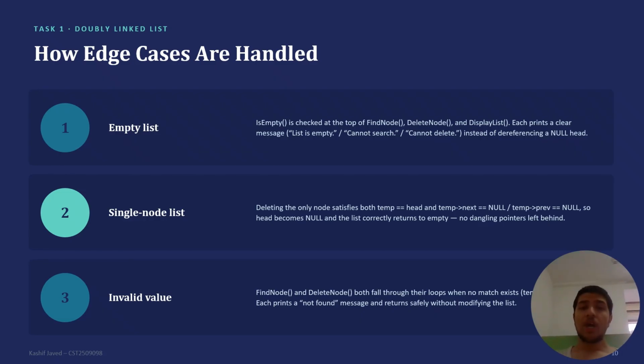Now for edge cases, which are extremely important. First is an empty list. Because of is empty, the function is empty is checked at the top of find node, delete node, and display list. Each one prints a clear message instead of trying to read from a null head.